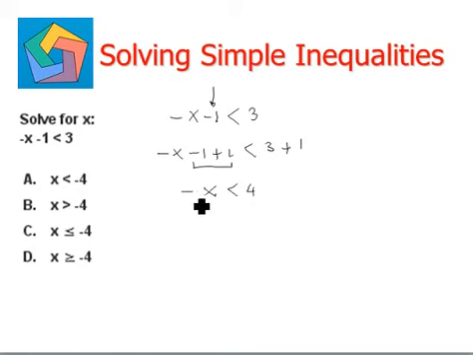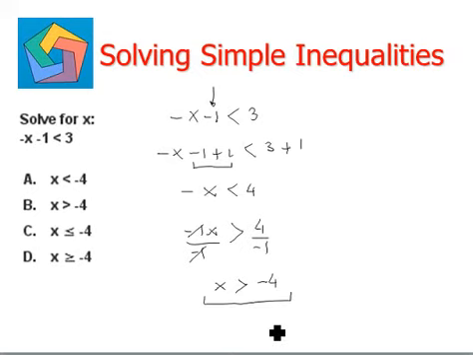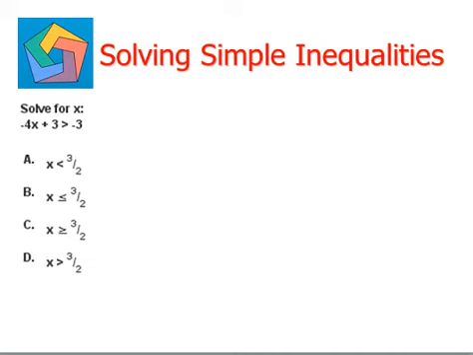Now here the coefficient of x is negative 1. So we divide by negative 1 on both sides. Now we are dividing by a negative, so less than will become greater than. 4 divided by negative 1. Negative 1 by negative 1 is a 1, and x is greater than 4 divided by negative 1 is a negative 4. So x greater than negative 4 is the final answer and can be seen in option B. Let's try the next question.